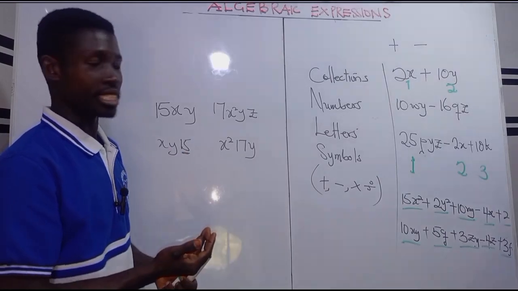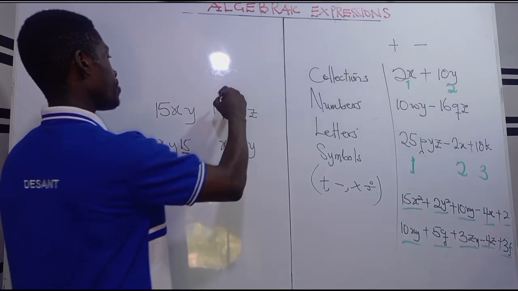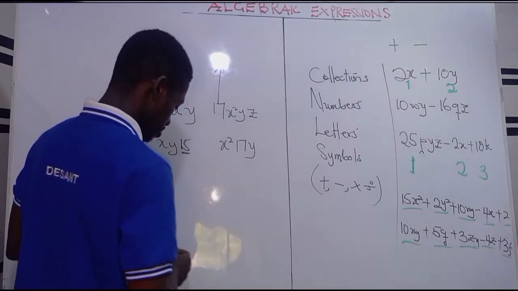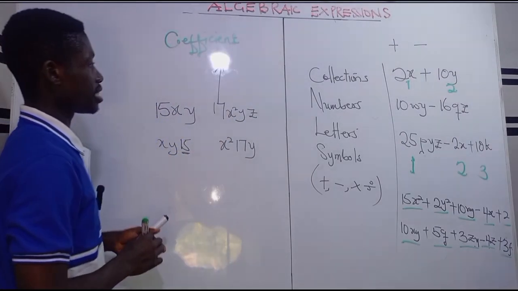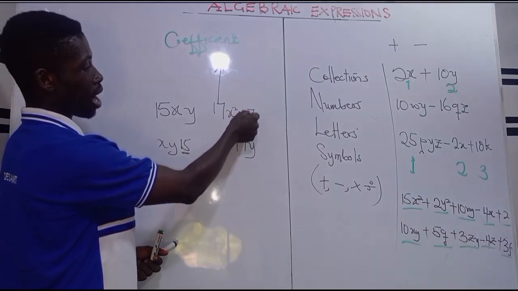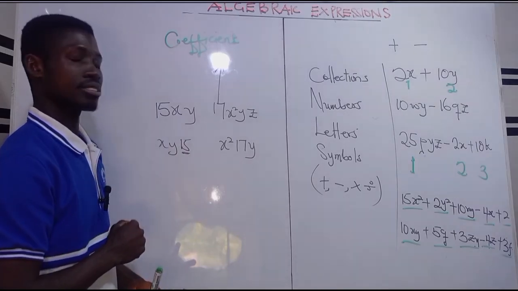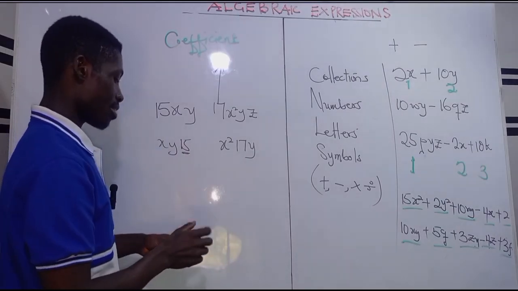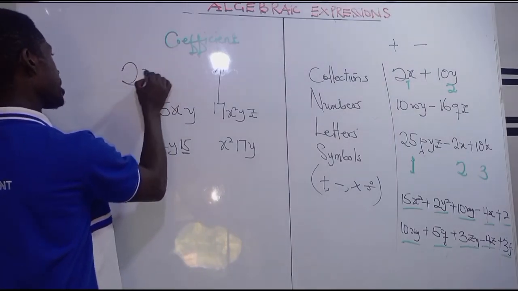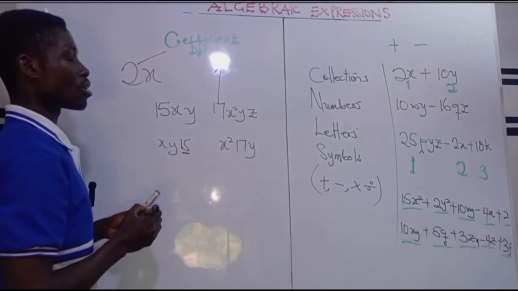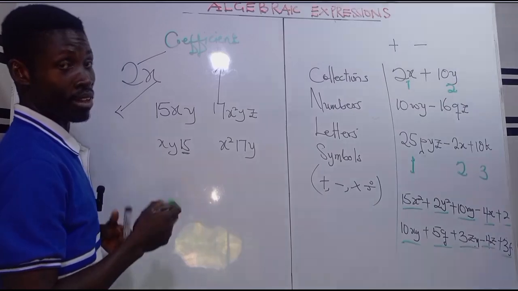Now, in algebraic expression, the number multiplying the letters or the variables are called the coefficients. So we have the coefficient of x squared yz is what? 17. The coefficient of xy is what? 15. Good. So the numbers multiplying the variables are called the coefficients. So when you have, let's say, 2x, 2 is called the coefficient of x, and then x is called what? The variable. Very good.